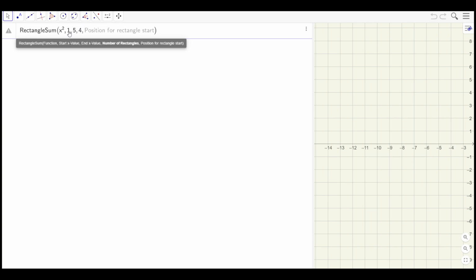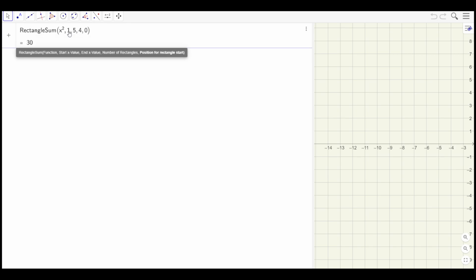And then the position of a rectangle, if I remember correctly, is a number between 0 and 1. So 0 means that you start on the initial point, and if you put 0.5, it means that you construct your rectangle on the midpoint. If you give it 1, it means that you construct your rectangle on the right. Let me see if I remember it correctly. For example, let me give it 0. Yes, it gives me a number.